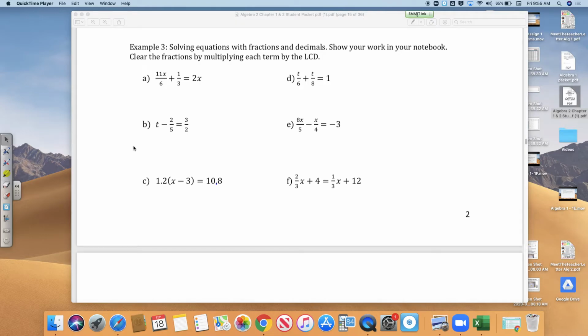So we have fractions here. As soon as you see this problem, you're probably like, oh no, I don't like this. I don't feel like doing a problem with fractions, and I get it. What we have is 11x over 6 plus 1/3 equals 2x.